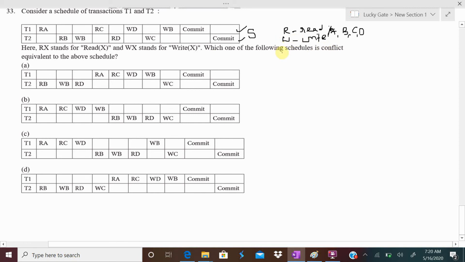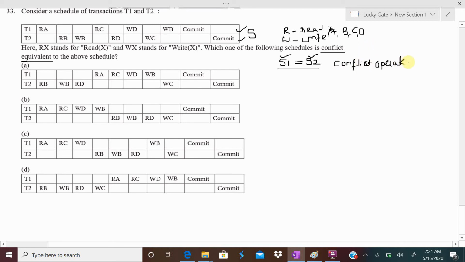Now the question is, which of the following schedules is conflict equivalent to the above schedule? Two schedules S1 and S2, if you want to say both are conflict equivalent, whatever the conflicts are there in S1, same conflict should be there in S2. It means whatever conflict operations are there in S1, same conflict operations should be there in S2. First, we'll understand what the conflict operations are.